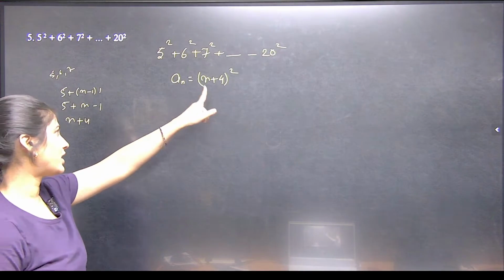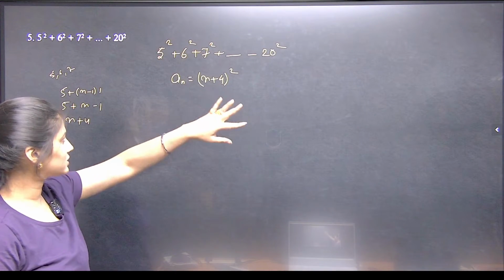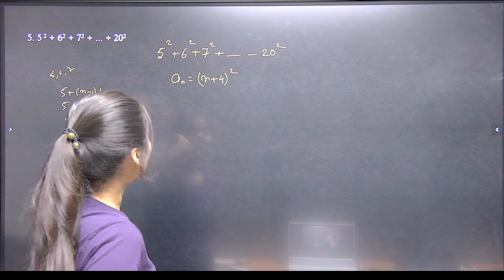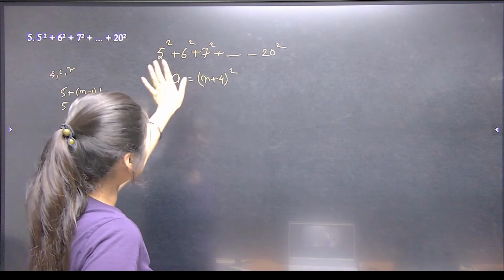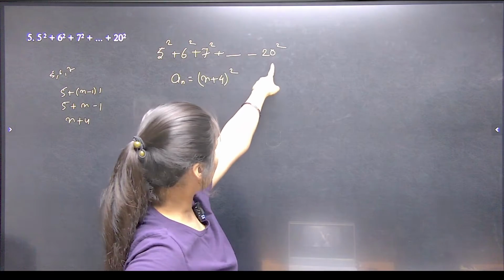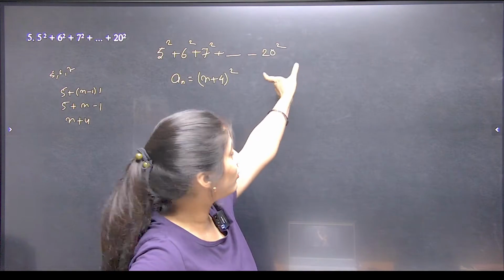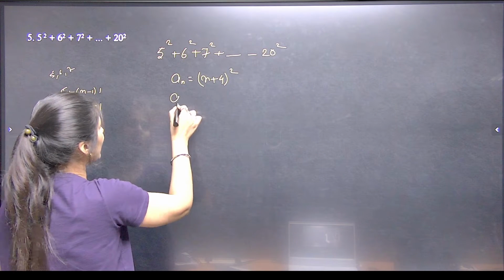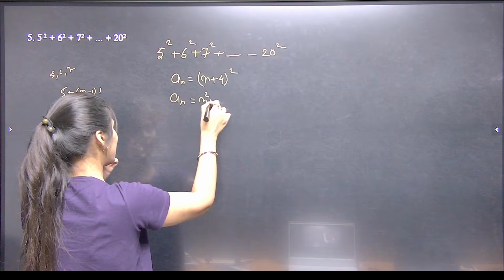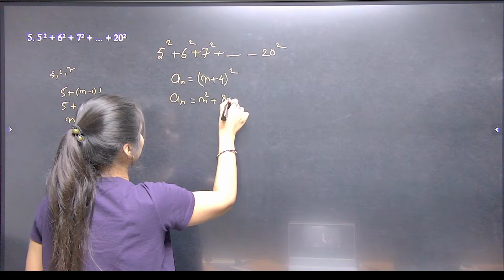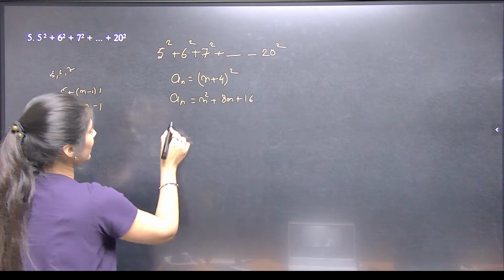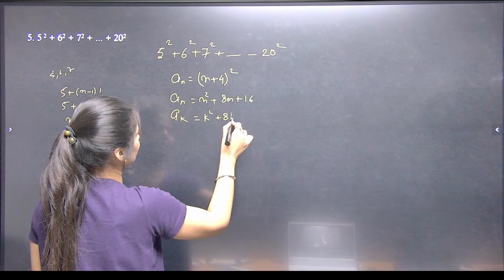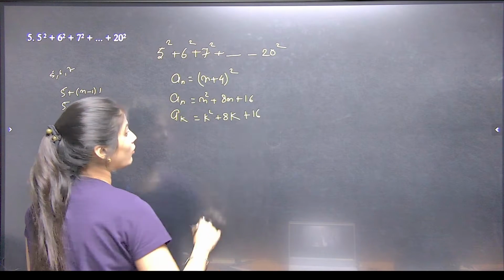If I put the value of n as 1, it is 1 plus 4, 5 square, 6 square and so on till 20. So this question is not in terms of n. The question says that you have to find the sum till 20, where the value of the last term is 20. So we'll discuss that later. First of all, this is the nth term, and ak is equal to k square plus 8k plus 16. Okay, what is the next step?